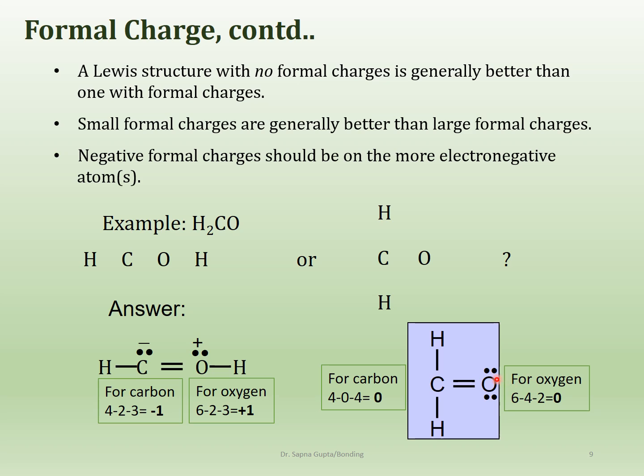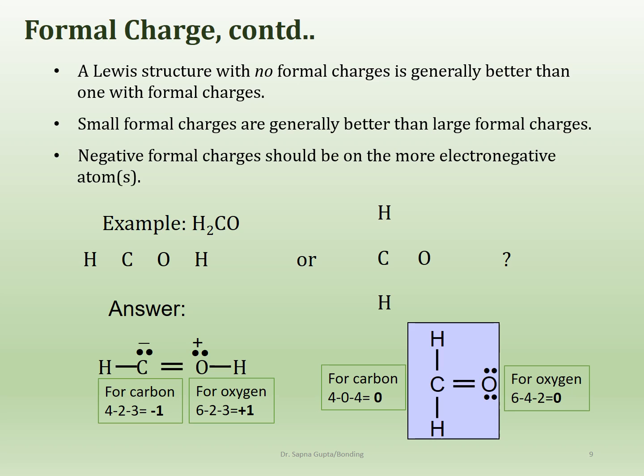And then oxygen has 6 valence electrons: 1, 2, 3, 4, so 4 electrons are left over, and then 2 are bonded. So 6 minus 4 minus 2 gives 0. So in this structure, both carbon and oxygen have 0 formal charge, and therefore this structure is going to be the more stable structure.